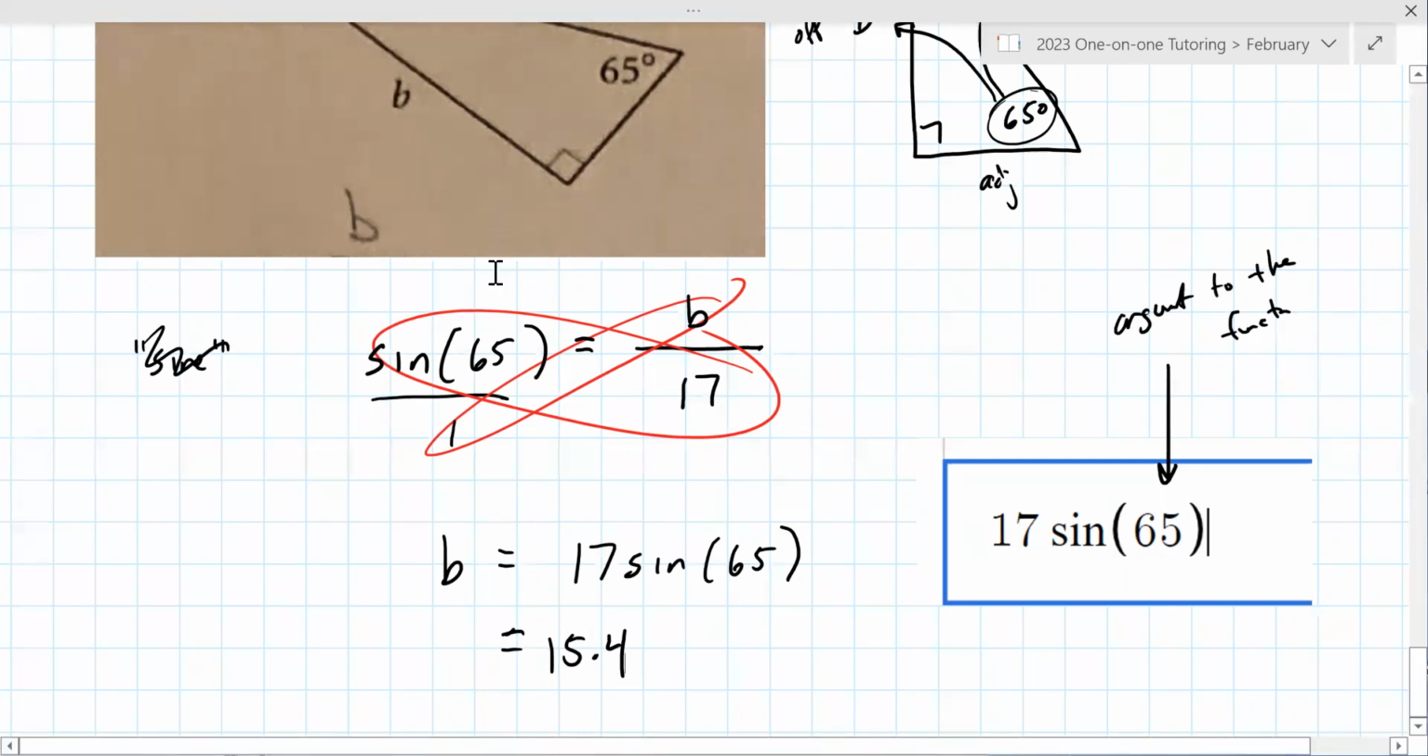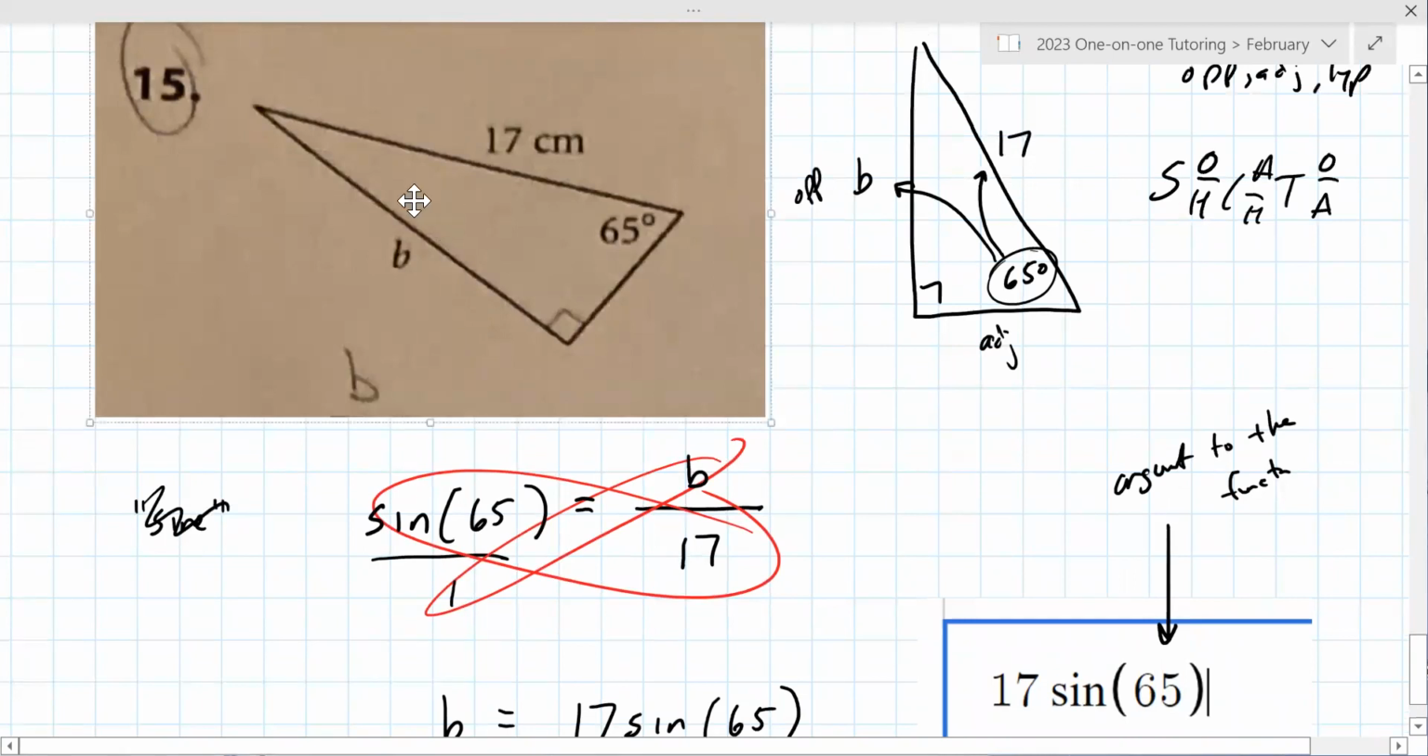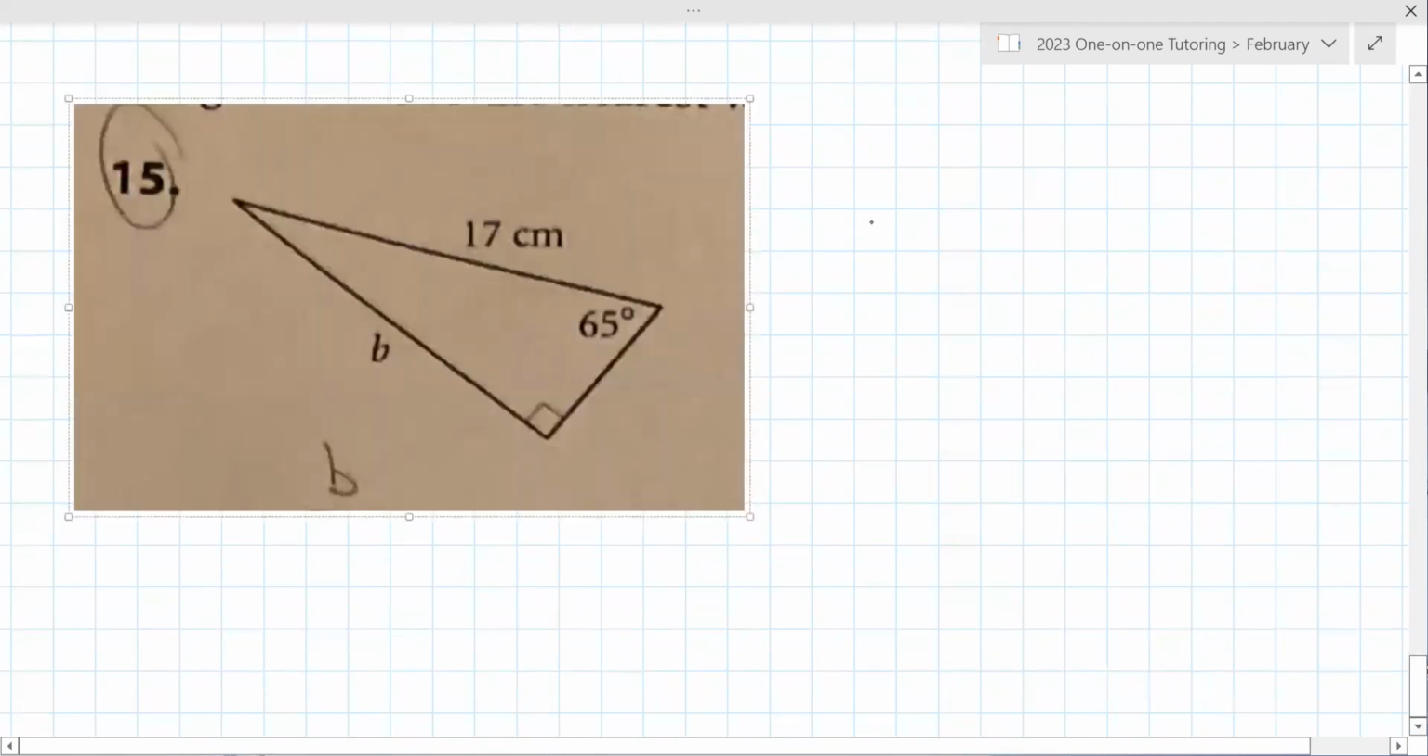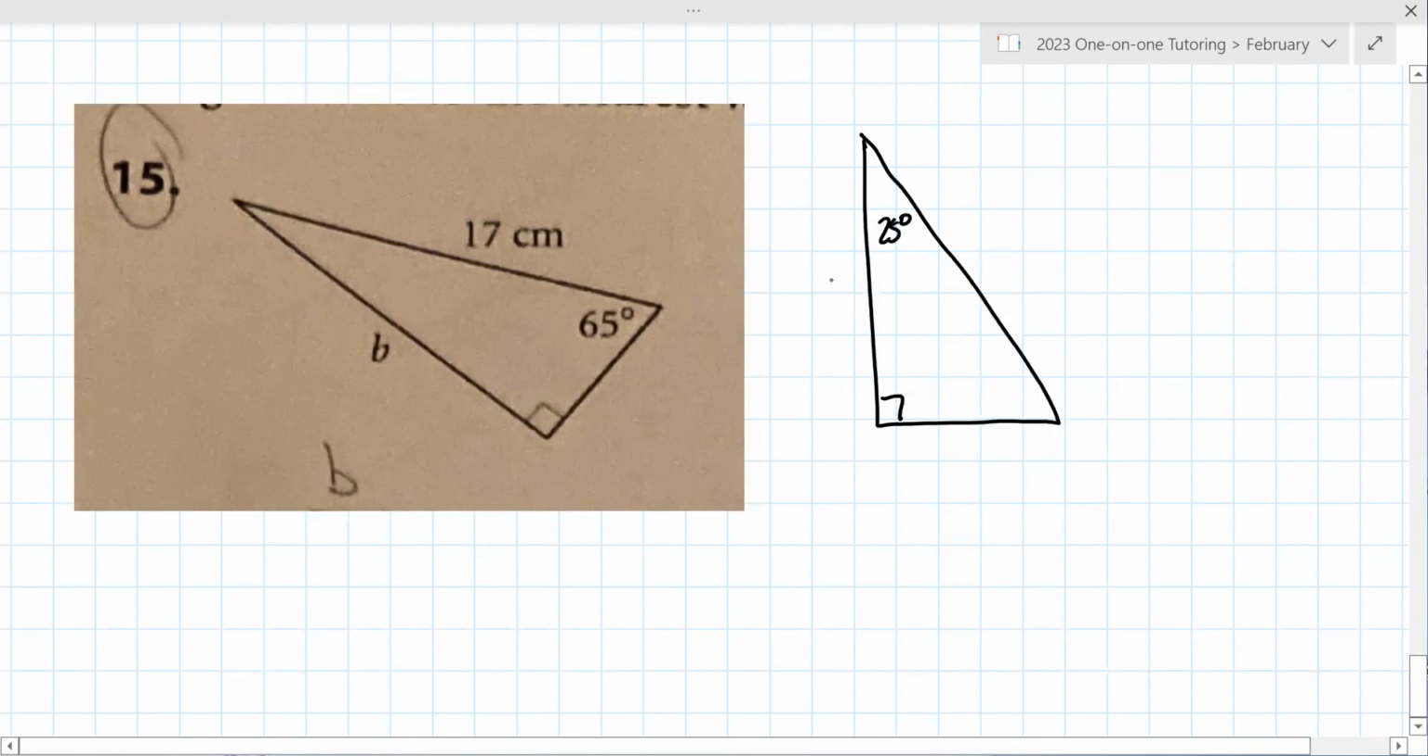Well, this is why the tutoring helps, because we can answer some of these questions, and you may not even know that you're not sure how to do it. So now let's do it the other way, where we do the other angle, because you were asking about this. Okay, so let's do it with the 25 degrees up here, B and 17.